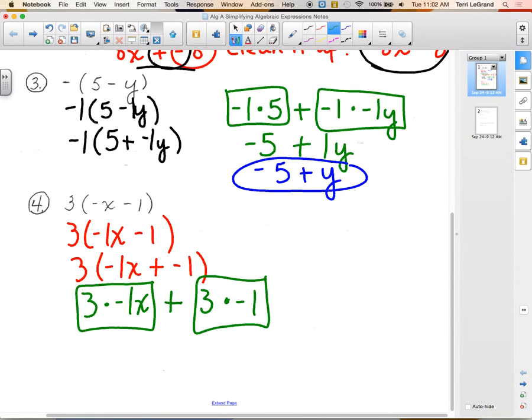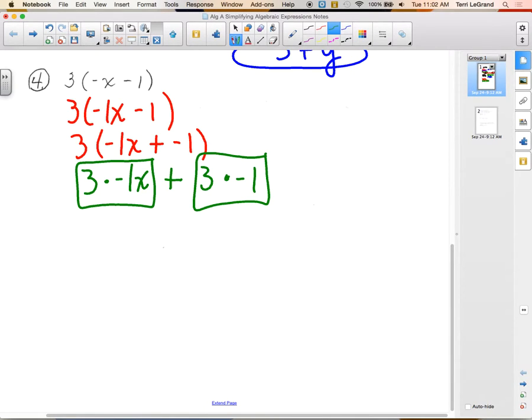Notice we don't use the multiplication symbol anymore. We're in algebra now. We don't want it confused with the variable.